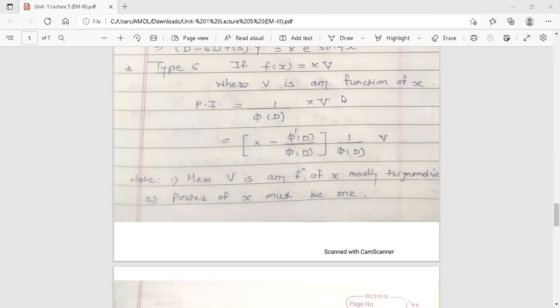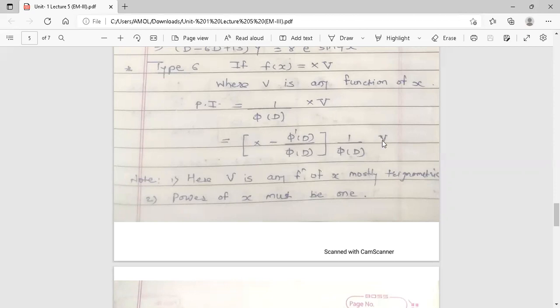Now see what is type 6 or case 6. When the function f of x is equal to x into v, where v is any function of x, then in that case how to find the PI? The formula to find the PI is 1 upon phi of d into f of x. Here f of x is x into v, product of two functions. One of them is linear function x and v is any function of x. Now the formula to find the PI when the function is x into v is, in bracket, x minus phi dash of d upon phi of d, bracket complete, into 1 upon phi of d into v.